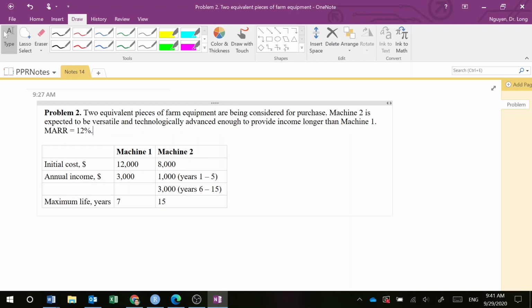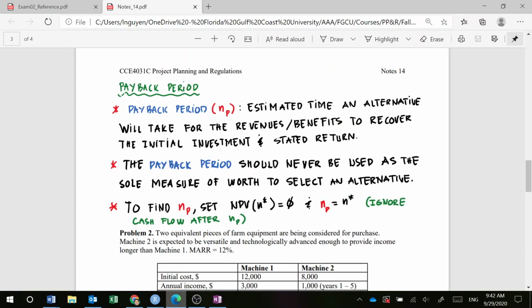And the question is, find what should be the payback period for Machine 1 and Machine 2. So which one recovers the initial investment faster? If you go to the previous video, we went over the concept of payback period. I just quickly showed you the definition: the estimated time an alternative will take for the revenue and benefit to recover the initial investment and a stated return.